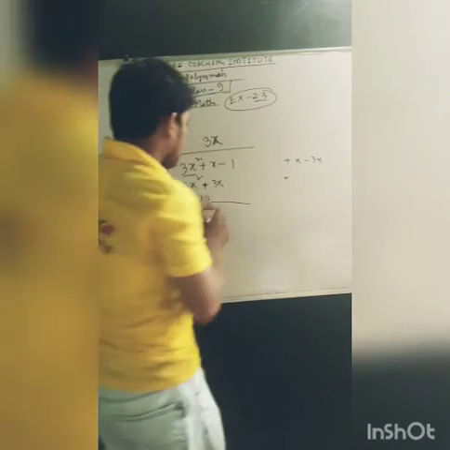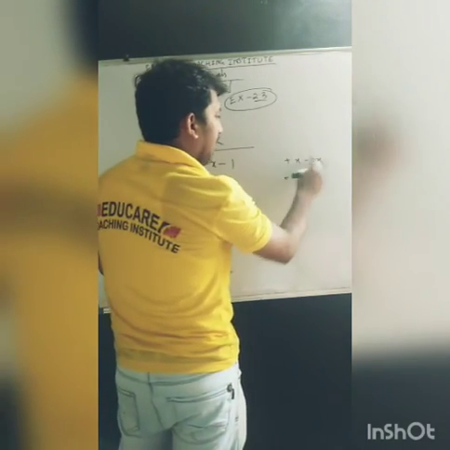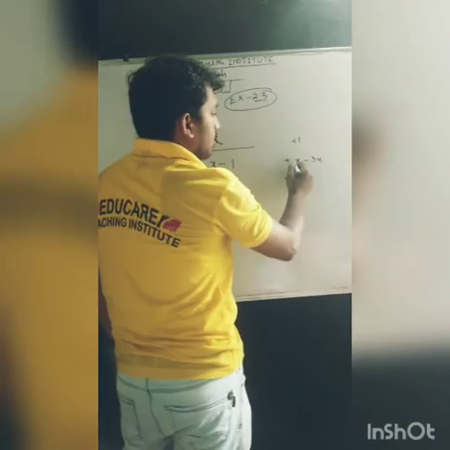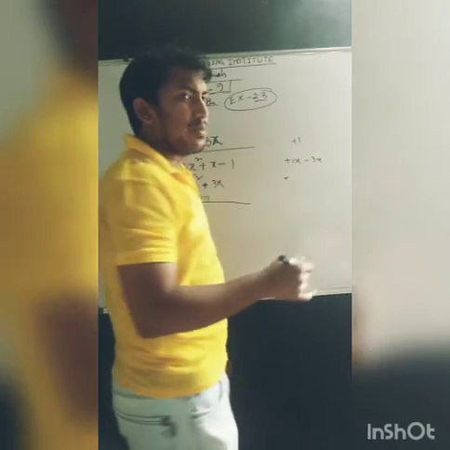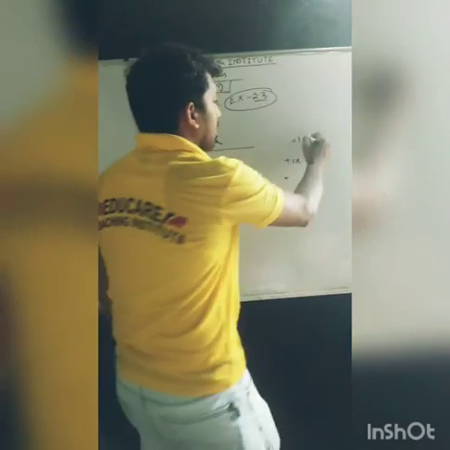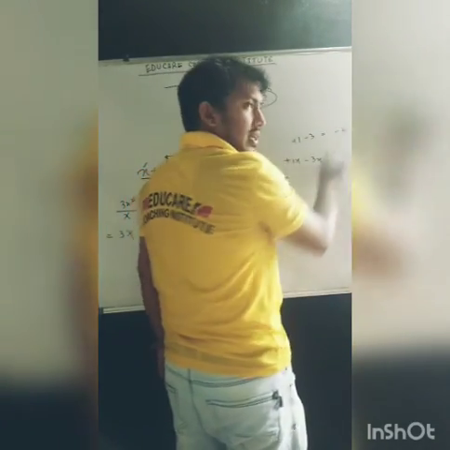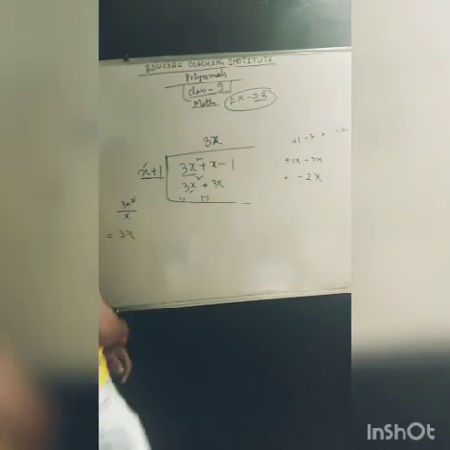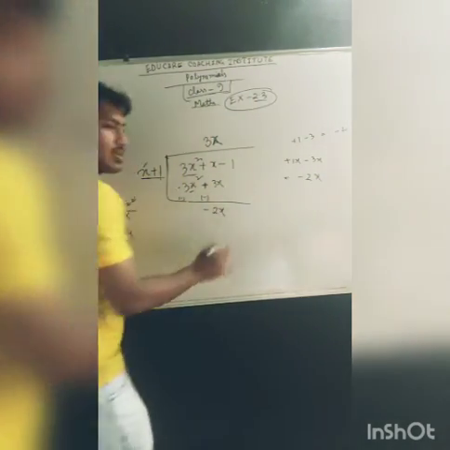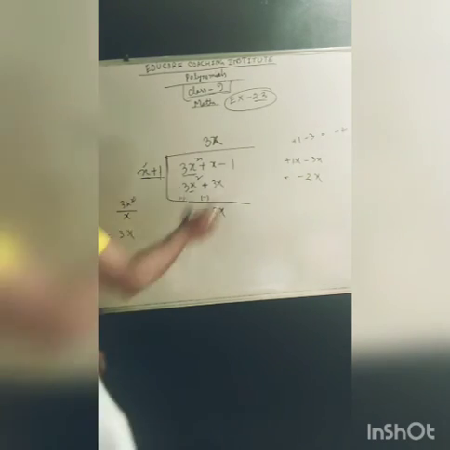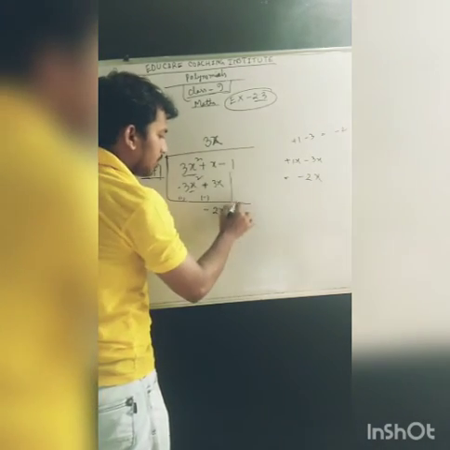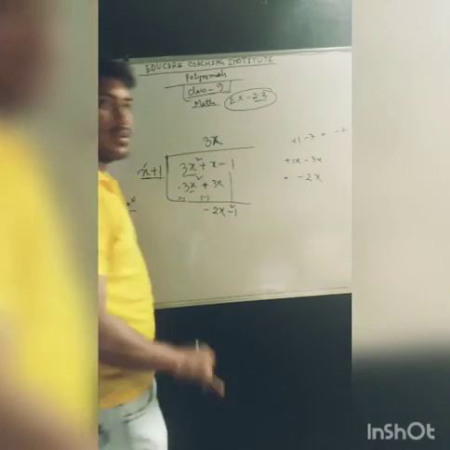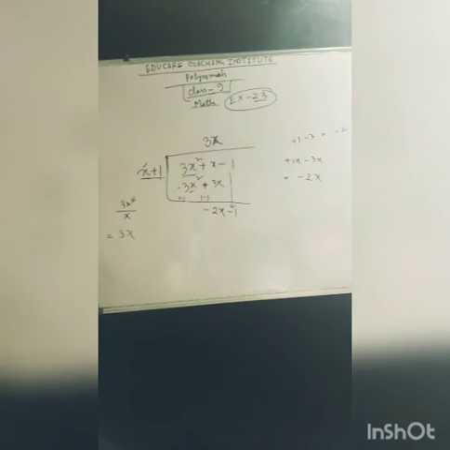Clear? Plus 1 minus 3x. How much? Plus 1, nothing means 1x. 1 minus 3, how much? Minus 2x. So it will be minus 2x. Clear? We give here minus 2x. Minus 1 goes directly down here, minus 1. This is the first step.